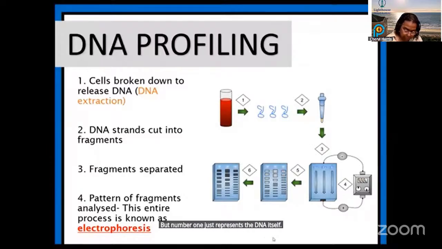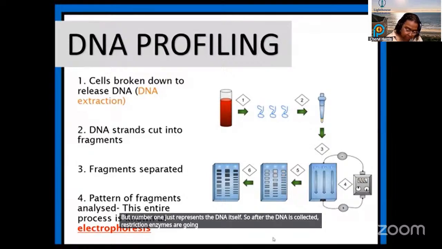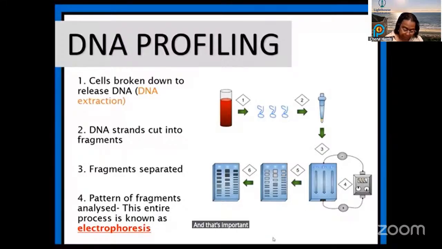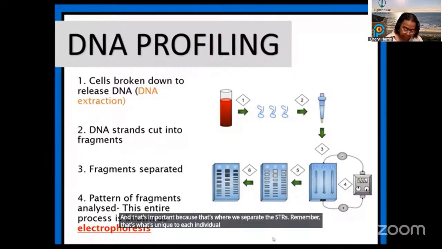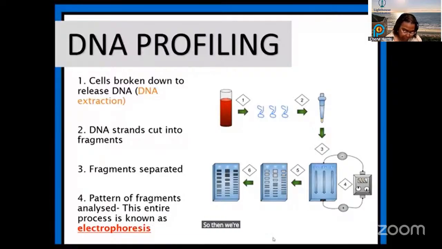After the DNA is collected, restriction enzymes are added because they're going to cut the DNA into fragments. And that's important because that's where we separate the STRs. Remember, that's what's unique to each individual person from the rest of the DNA, which is not unique. So once extracted, we have what's called variability. Then we're able to move on to the next step.